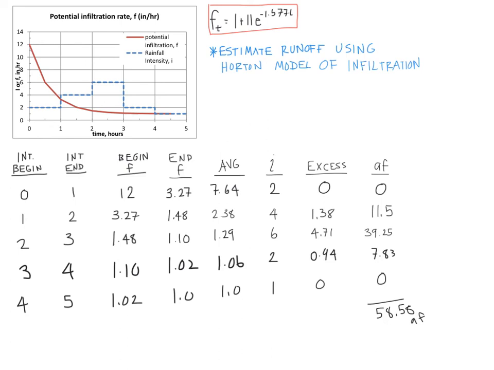When we did the first method, the index method, we got 50 acre feet of water as runoff for this same watershed. So that concludes the introduction to these first two methods for estimating infiltration using the index method and the Horton model method.